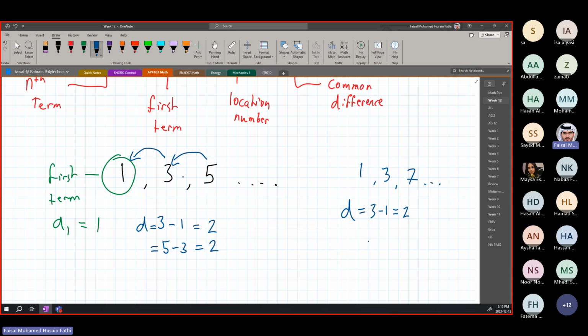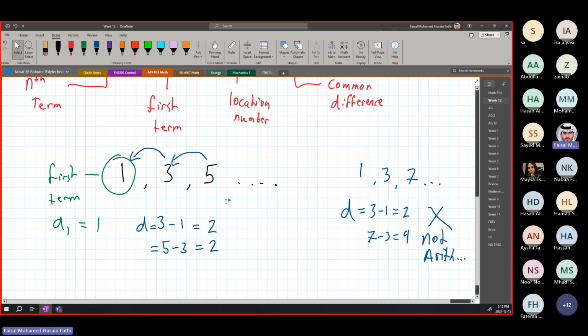But when you are doing 7 minus 3, this is equal to 4. So this is not an arithmetic sequence. All right? So that is the whole point. All you need to solve any arithmetic sequence is the first 3 terms, and the common difference should be equal for each term, the difference between each term. And that's what determines an arithmetic sequence.